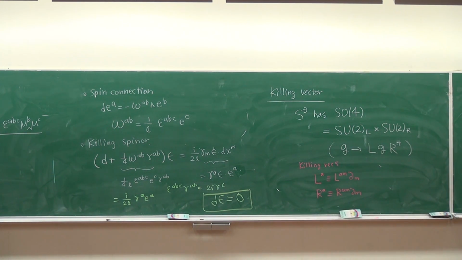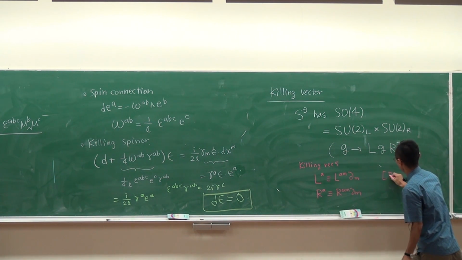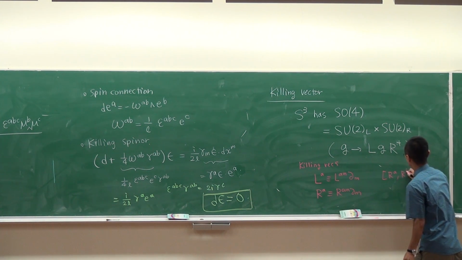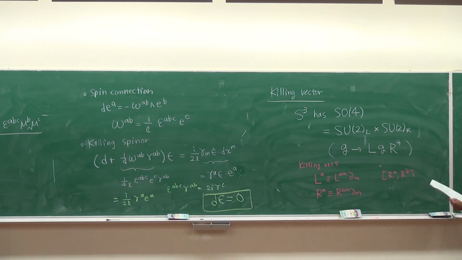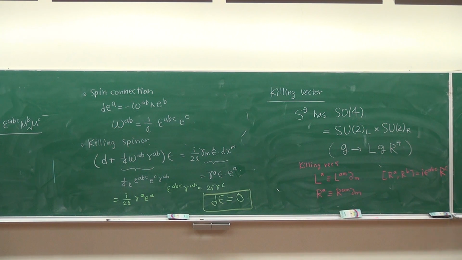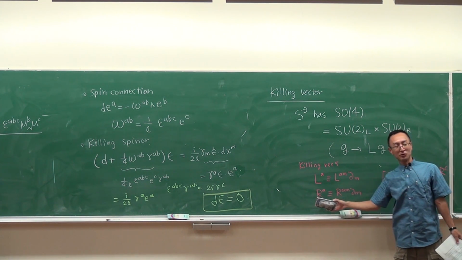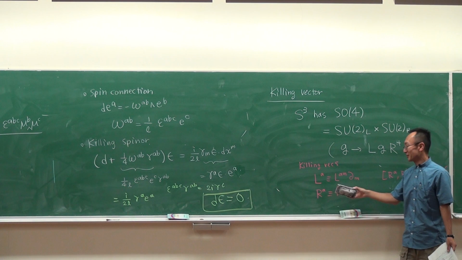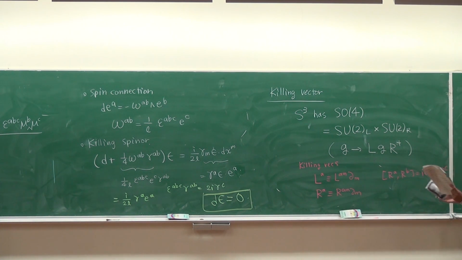I'm going to use the standard normalization for the Killing vector fields so that, for example, R_A and R_B obey this commutation relation. This is the standard commutation relation for SU(2), right? Okay. So I want to know the explicit form of the Killing vector fields for the left action of SU(2) and the right action.